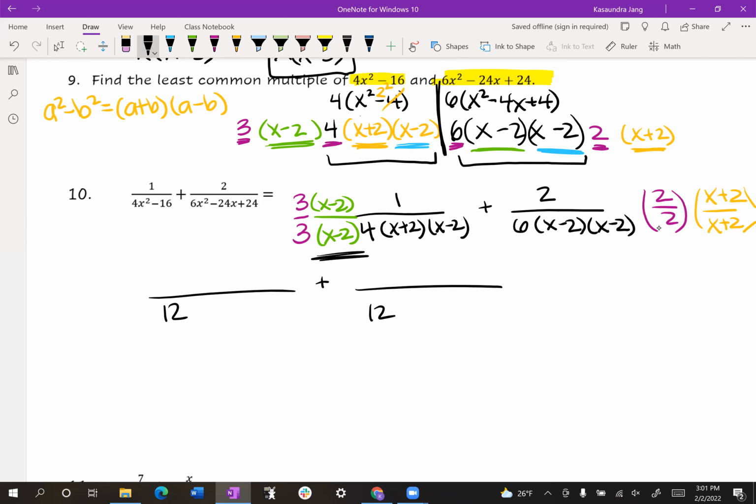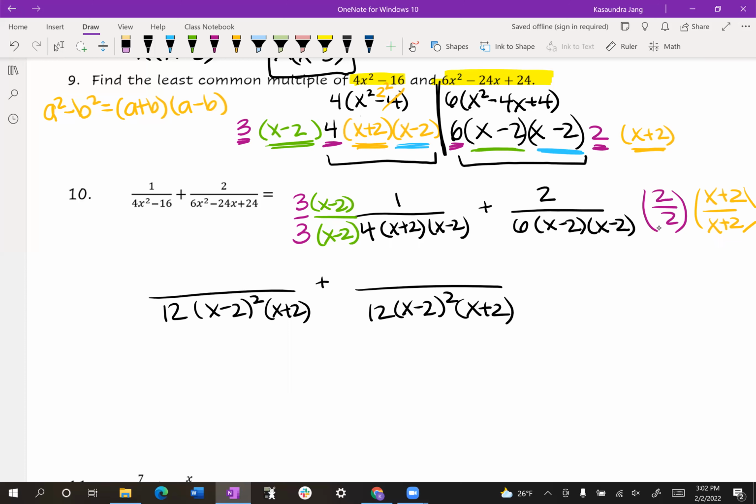They each have an x minus 2, another x minus 2, another. So they each have 2 of the x minus 2s. So in other words, x minus 2 squared. X plus 2, they both have an x plus 2. Okay, so they are common denominators now.